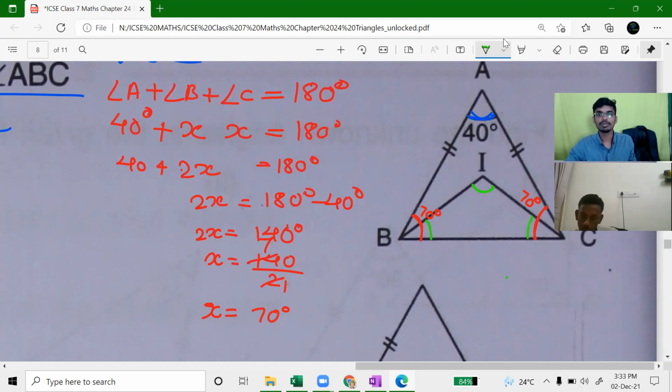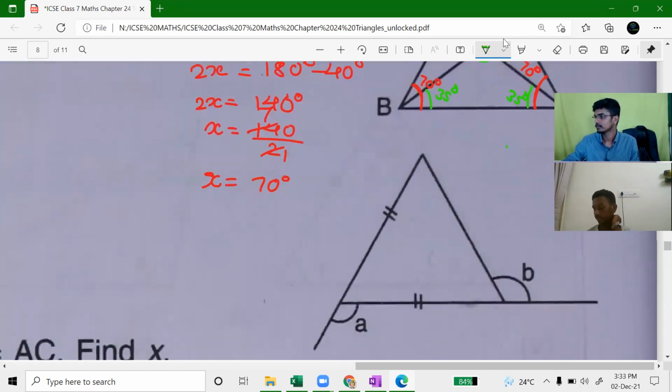Just now I explained that this 70 is divided by 2. Tell me the answer. So 35 degree. This becomes 35 degree and this will also become 35 degree. Any doubt till here? No, sir.